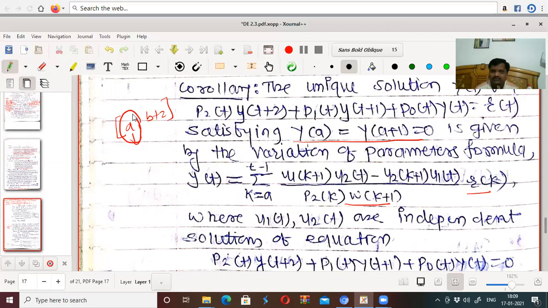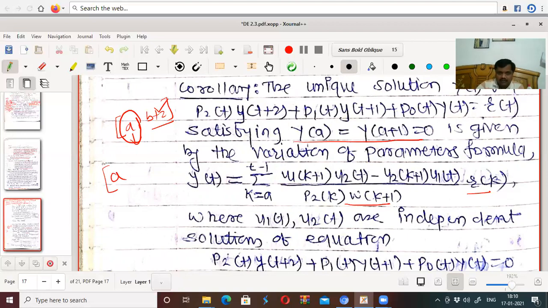Many times we get confused about what is meant by a boundary value problem and an initial value problem. If conditions are given at boundary points, suppose y at a equal to 0 and y at b plus 2 equal to 0, then we say it is a boundary value problem. If conditions are given at the initial point, then it is called an initial value problem.